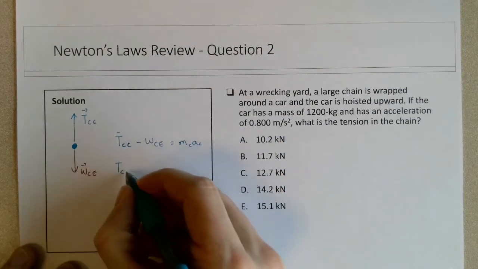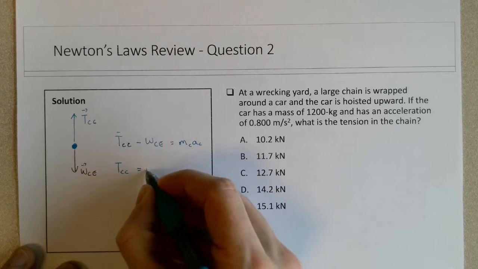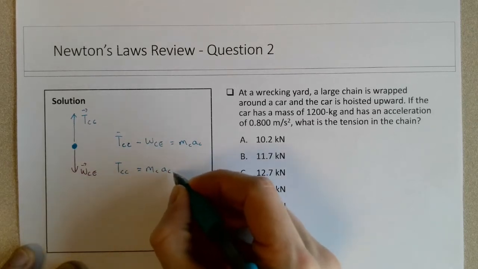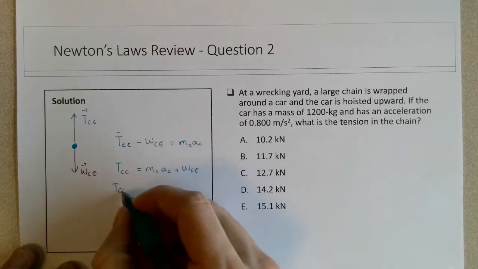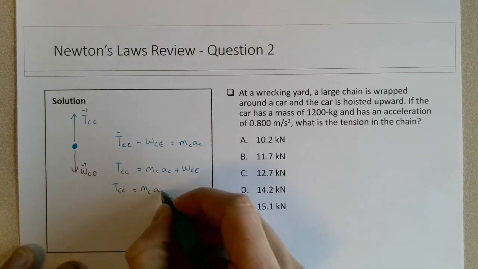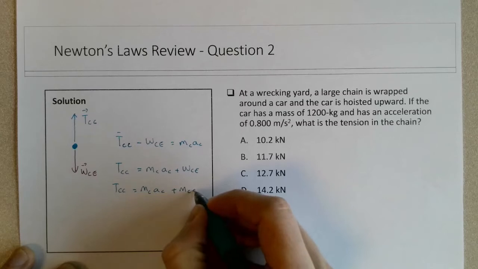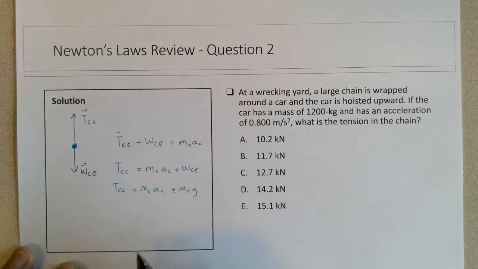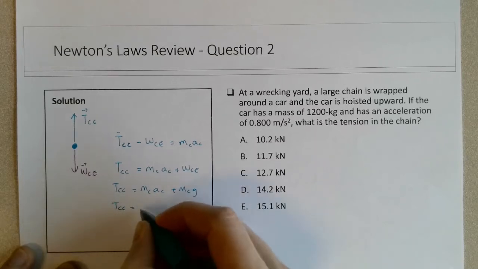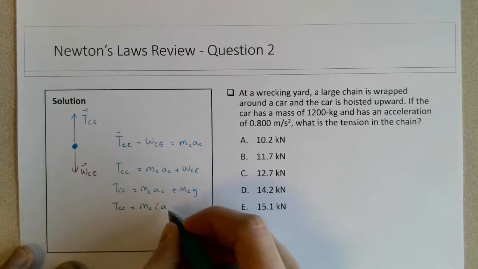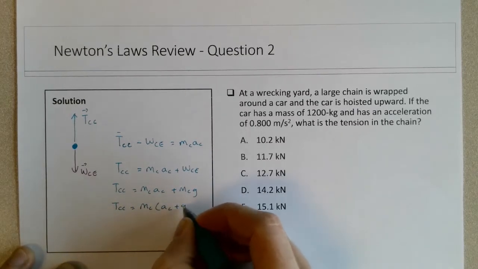So the tension in the chain is equal to the mass of the car times the acceleration of the car, plus this weight force. So we can write this as mass of the car times a of the car, plus mass of the car times g. That's what the weight is equivalent to. We've got the mass of the car in both of these expressions. So take out the mass of the car, I've got the acceleration of the car plus g.